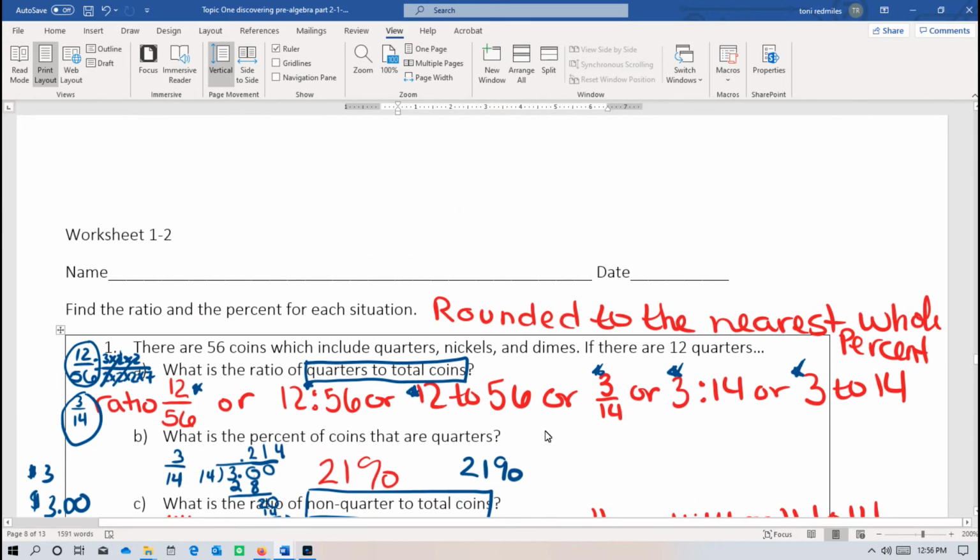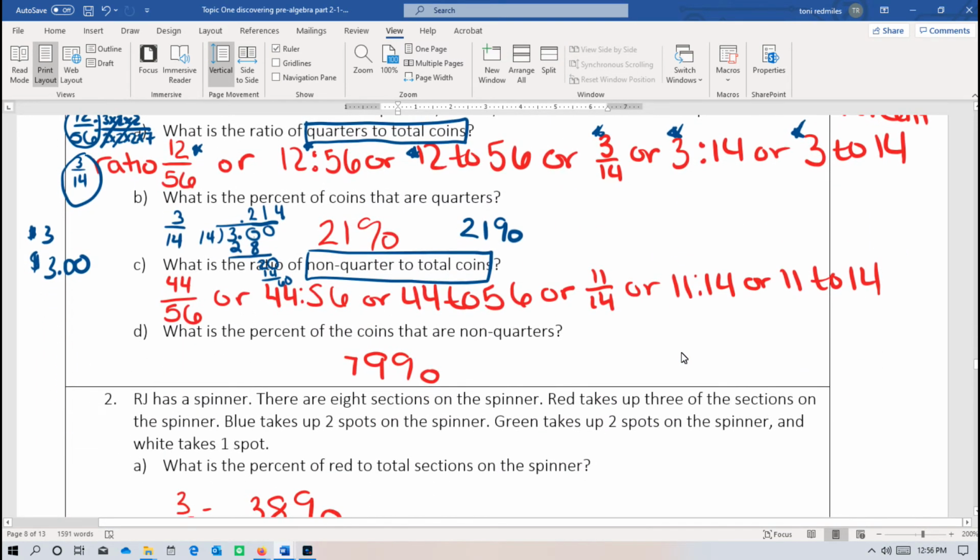All right, in this one, it's the ratio of non-quarters to total coins. Well, got to come up here. If 12 are quarters, then that leaves 44 as non-quarters. So you could have done your ratio based off of 44 over 56, or you could have reduced that to 2 times 2 times 11 over 2 times 2 times 2 times 7. Cross out your two twos, and you have 11 over 14. So it's either 44 over 56, some variation of it as you see here, or it's 11 over 14, some variation of it.